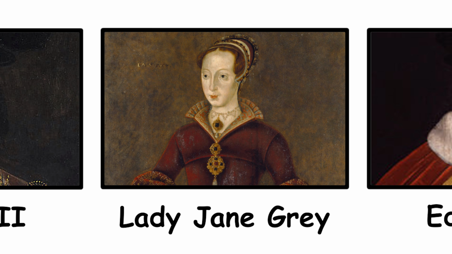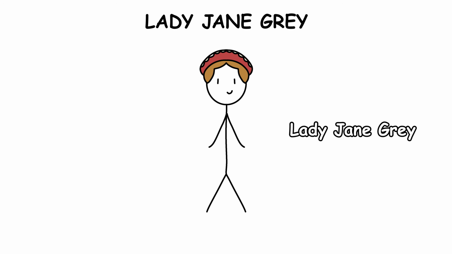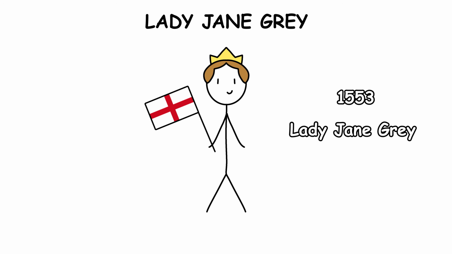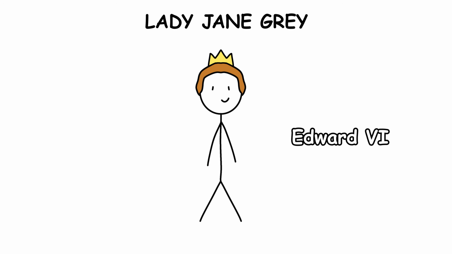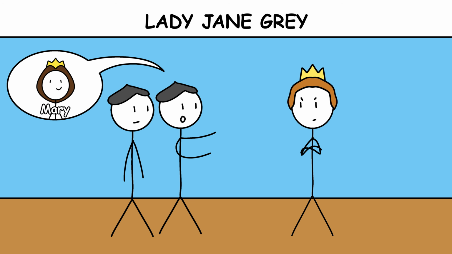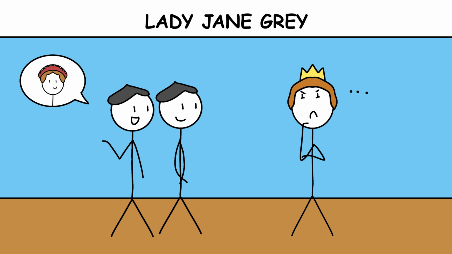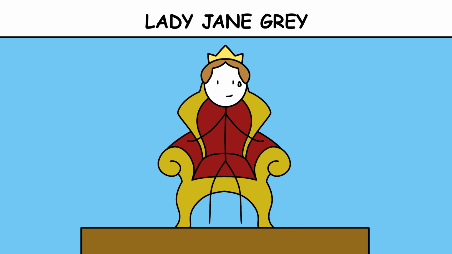Lady Jane Grey, the Nine Days Queen. Lady Jane Grey became Queen of England in 1553 when she was 16. She never wanted the throne and fainted when told she was queen. Edward VI died without an heir, and his Protestant advisors feared his Catholic sister Mary would reverse the Reformation, so they convinced him to name Jane, his Protestant cousin, as successor. Jane was proclaimed queen on July 10, 1553.